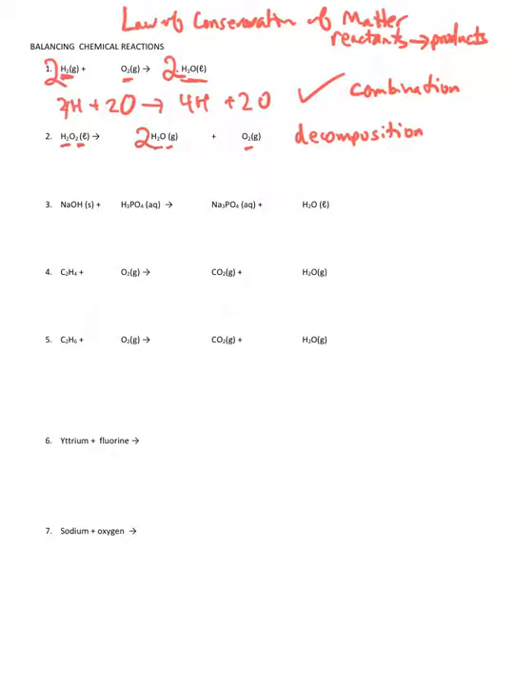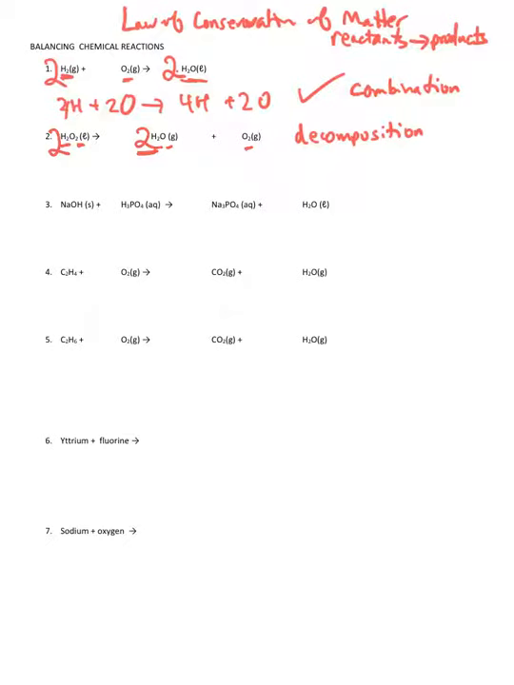So let's see what we've got. H2O2 reacts to make 2 waters plus O2. 2 waters means 2 times 2. I've got 4 hydrogens on the product side now. So I need more hydrogens on the reactant side. So let's try 2 in front of the hydrogen peroxide.